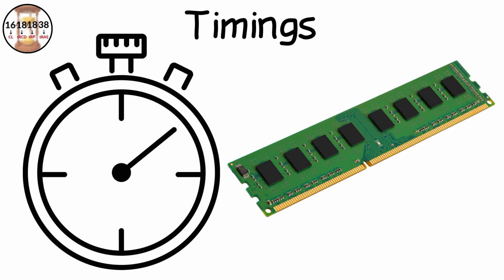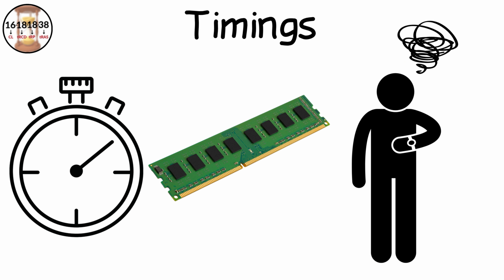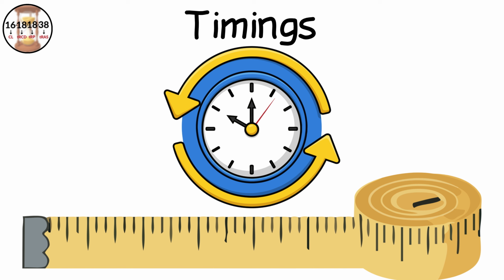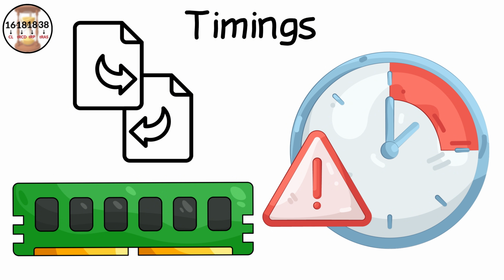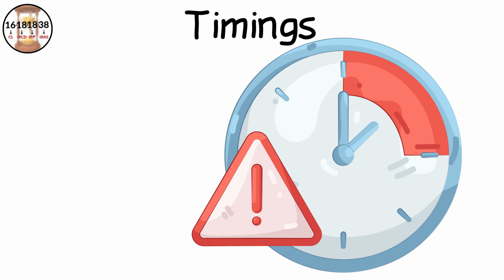Timings. RAM timings measure how long the RAM waits before responding to a command. These are measured in clock cycles. When your CPU asks for data, there's a small delay before the RAM starts sending it. That delay is what timings measure.